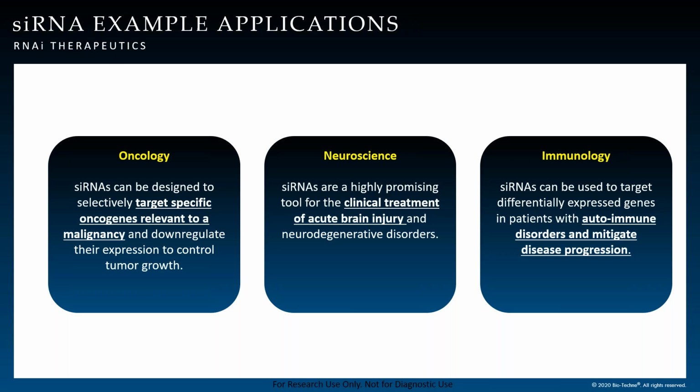In terms of neuroscience, there's research and also a lot of siRNAs that are moving into the clinic, showing that siRNAs can be used in clinical treatment of acute brain injuries, as well as neurodegenerative disorders. And finally, in terms of immunology, siRNAs can regulate or induce some sort of immune response to a particular immune disorder, or even target particular genes that are deregulated in autoimmune disorders, and in this way mitigating the disease progression.